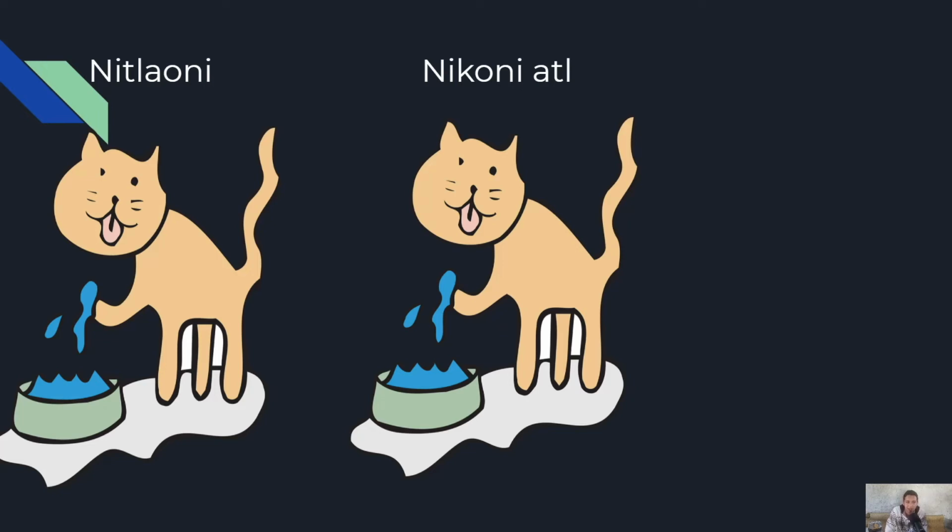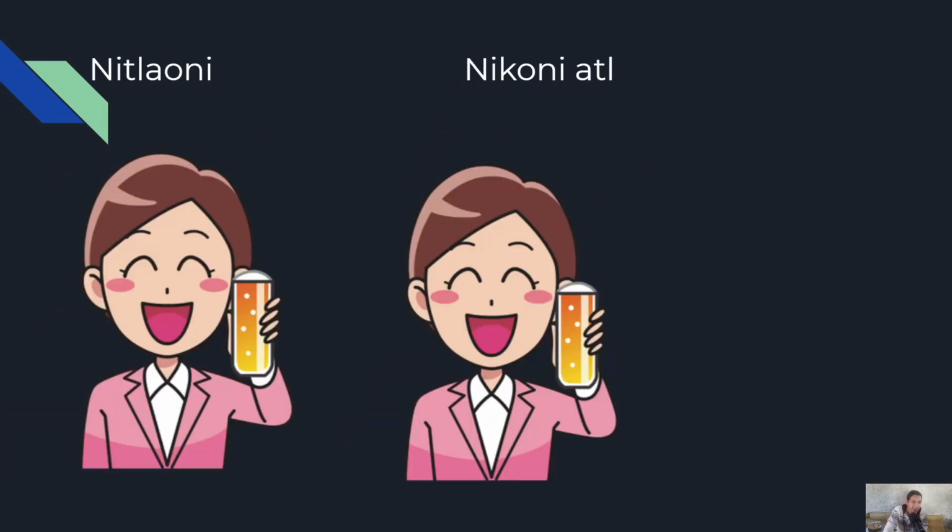Nik oni. That K means it. That tells us there's an object here. Ni k oni. Whereas ni tla oni means I'm just drinking in general. So nikoni atl, I'm drinking water. Nikoni leche, I'm drinking milk. Nikoni tzopelatl, I'm drinking soda or a sweet drink. Nikoni chicolatl, I'm drinking chocolate. All right, same thing. She says nitlaoni, and she can also say nikoni atl.